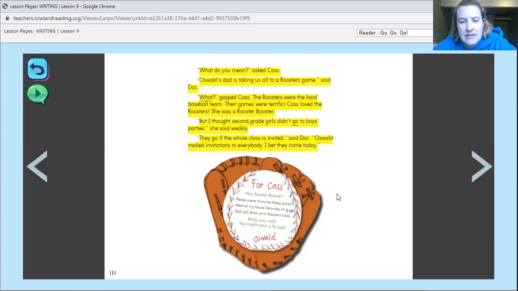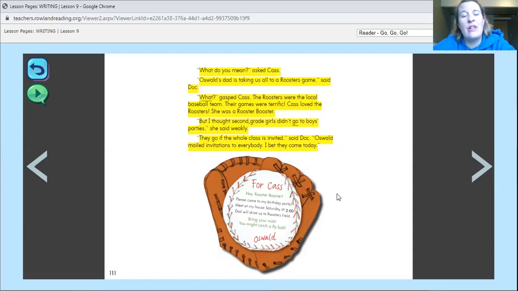And then you can see the invitation down here. It says, for Cass. Hey, Rooster Booster, please come to my birthday party. Meet at my house Saturday at 2 o'clock. Dad will drive us to Rooster's Field. Bring your mitt. You might catch a fly ball. Oswald.